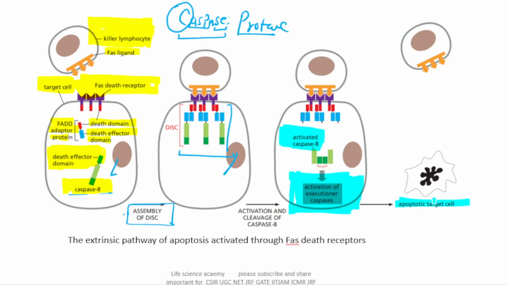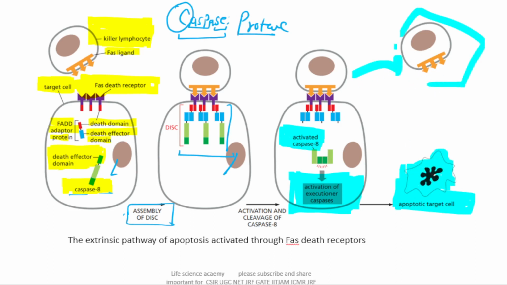This is the apoptotic target cell. This cell looks like this after apoptosis. And now the Fas ligand is free, so it can enter and contact another Fas death receptor. This is the extrinsic pathway of apoptosis activated through the Fas death receptor. This is the extrinsic pathway.